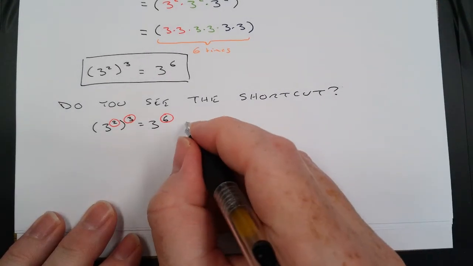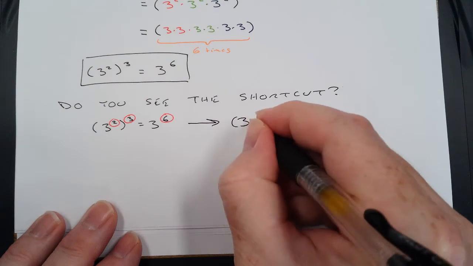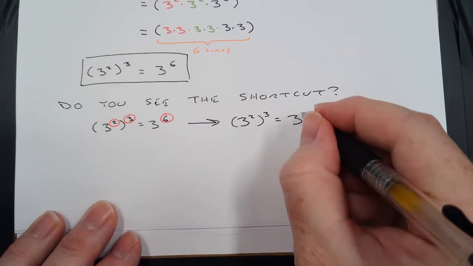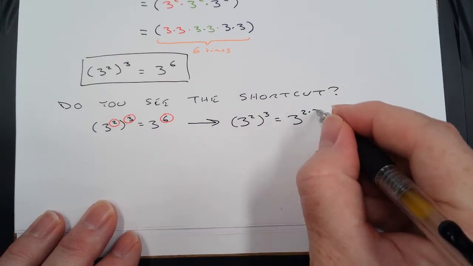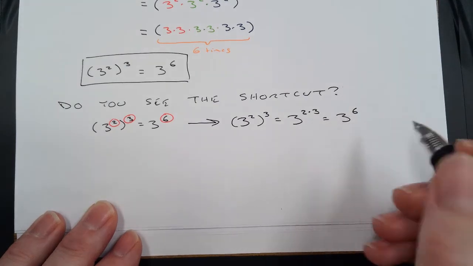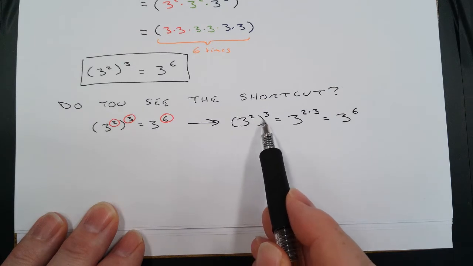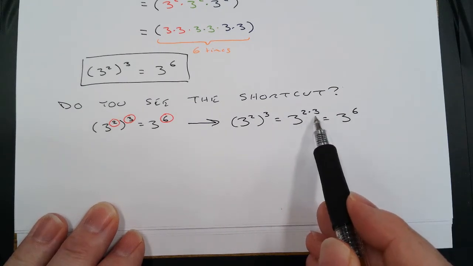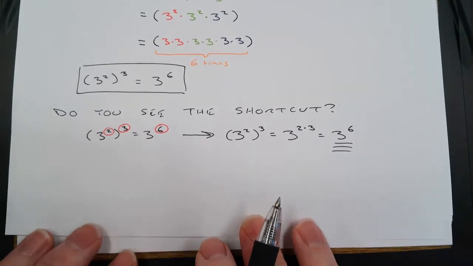If you've noticed the shortcut, you notice that 3 squared to the third power equals 3 to the 2 times 3. We take the 2 exponent and we multiply by the 3 exponent to get 3 to the 6th. That's the shortcut. When we have an exponent inside the parentheses of another exponent, we multiply them together to get our answer. That's the shortcut.